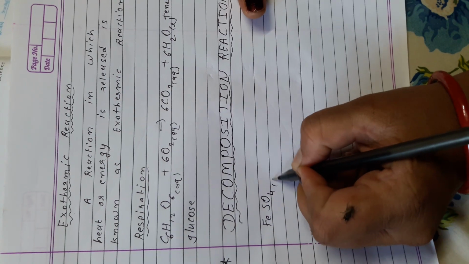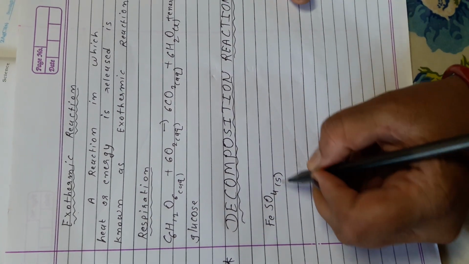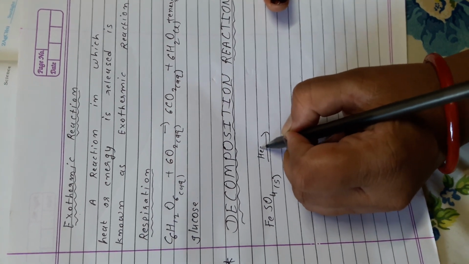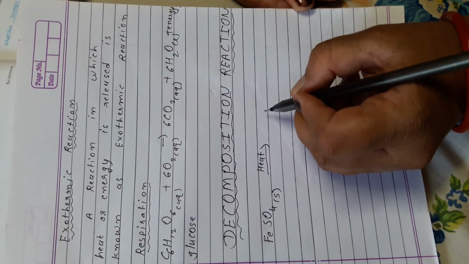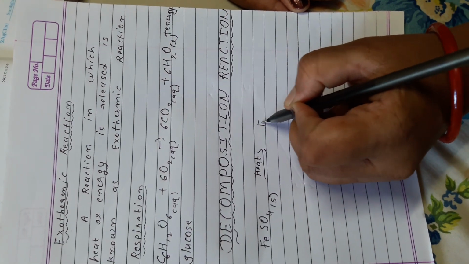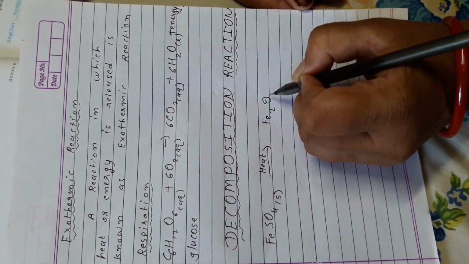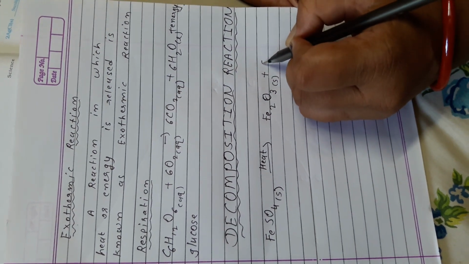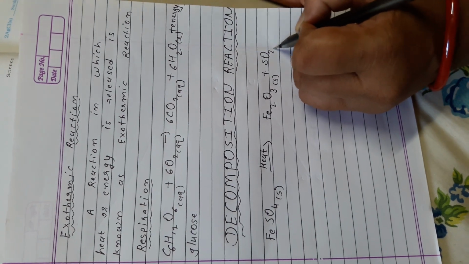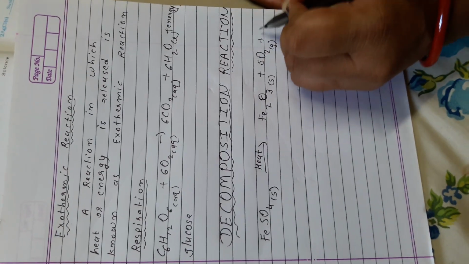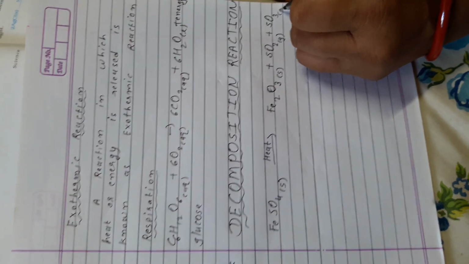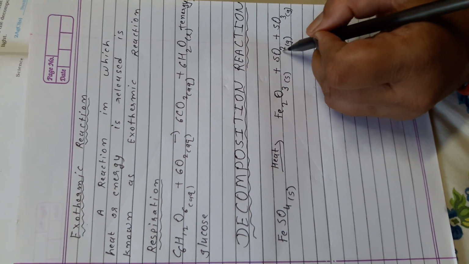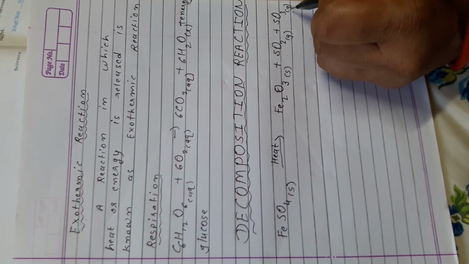FeSO4 is in solid form. The crystals, when heated using a burner, form ferric oxide, that is Fe2O3, in solid form, and the characteristic smell is formed due to the production of sulfur dioxide and sulfur trioxide gases.